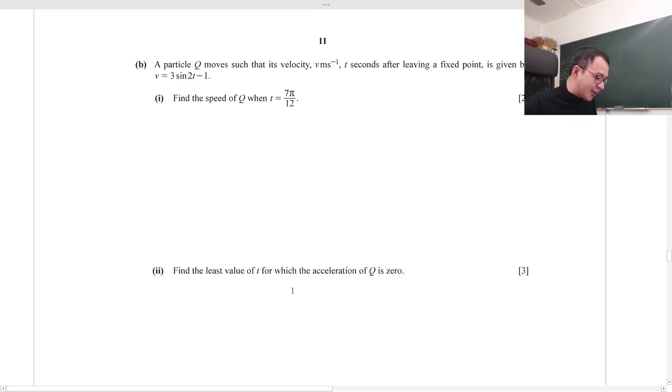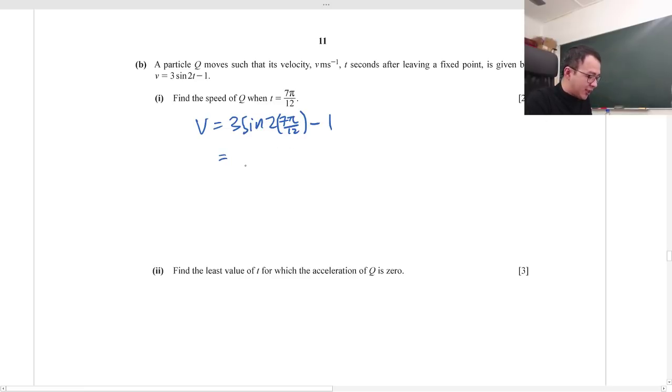Okay, this is kinematics. A particle Q moves such that its velocity V, t seconds after the fixed point, is given by this one. Find the speed when t equals this value. Basically this one is the bonus mark. I'm not sure why it came out so simple for February and March, but I heard February and March is for India students only, right?